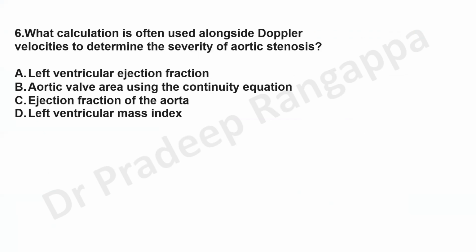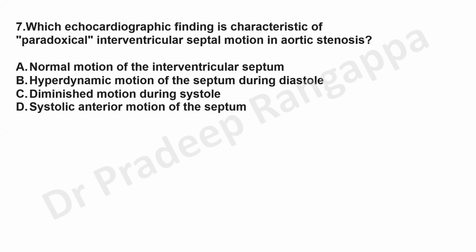What calculation would we use with Doppler velocities to determine the severity of aortic stenosis? The question goes to Dr. Pratibha. Is it left ventricular ejection fraction, aortic valve area using the continuity equation, the ejection fraction of the aorta, or left ventricular mass index? Okay, great. Pratibha gives the answer B. That's correct. Aortic valve area using the continuity equation is the right answer.